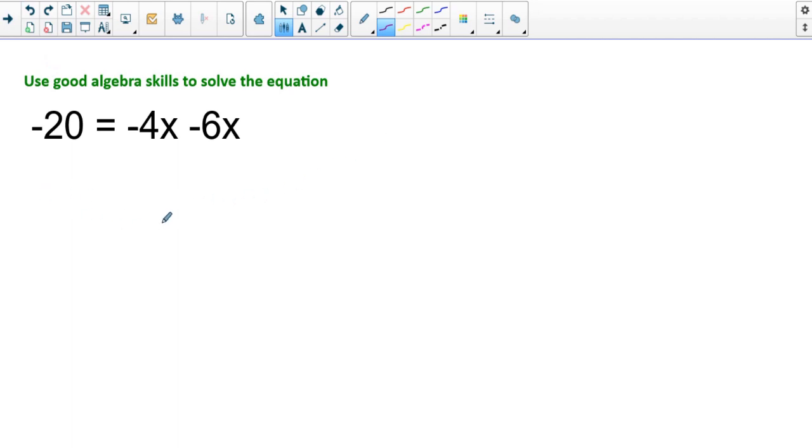What I noticed first is I have two like terms, negative 4x and negative 6x. These are both like terms because they're the same variable, x and x, and they're the same exponent. There's an invisible exponent of 1 there, but I don't have to write it in. It's just implied. That means I can combine these like terms, negative 4x minus 6x, which gives me negative 10x to the invisible 1 power. Anything you don't change, just bring it down, so I bring down that negative 20. So I have negative 20 equals negative 10x.